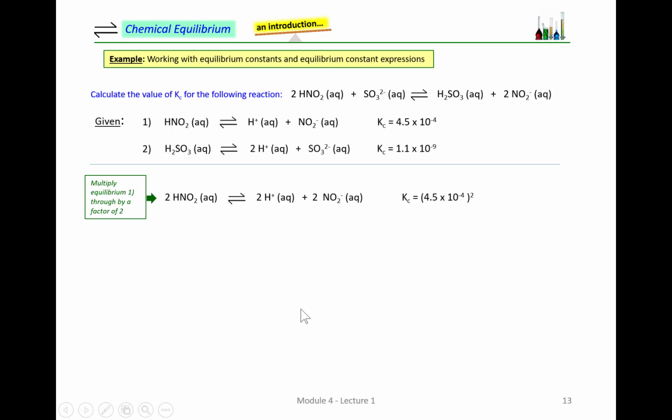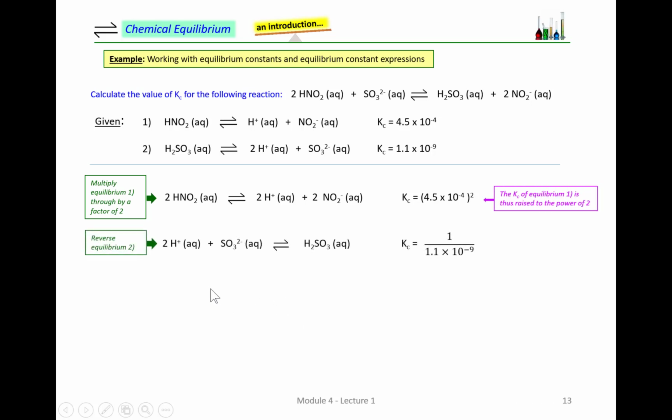Now I'm going to simply reverse equilibrium 2. So I'm going to take this equilibrium and write it in reverse. So now we have 2H plus and SO3 2 minus on the left in equilibrium with H2SO3. If I do that, following the previous rules, that means I have to take the reciprocal of this Kc and put it here. That would be the Kc value for the reaction written in reverse here.